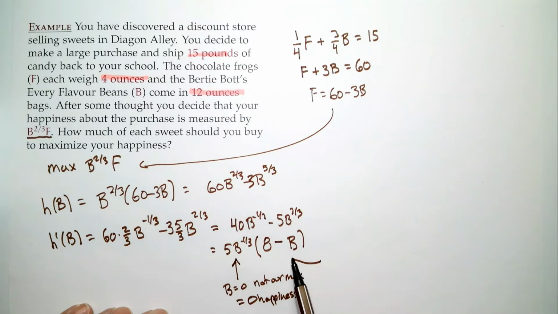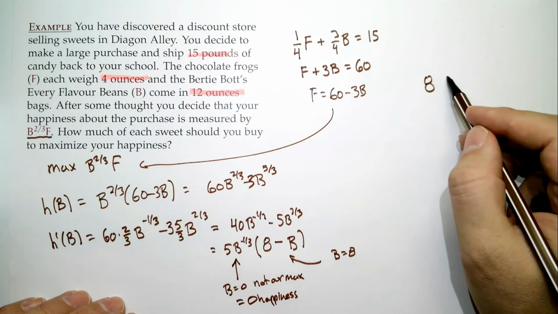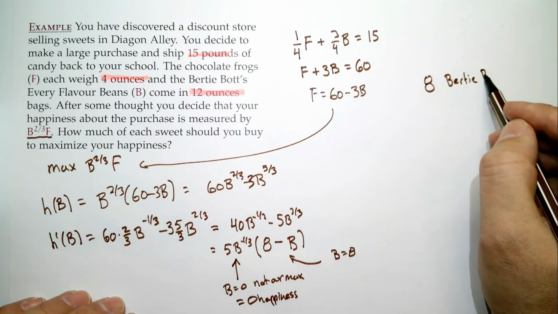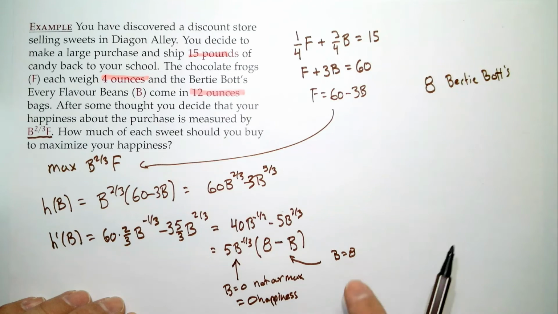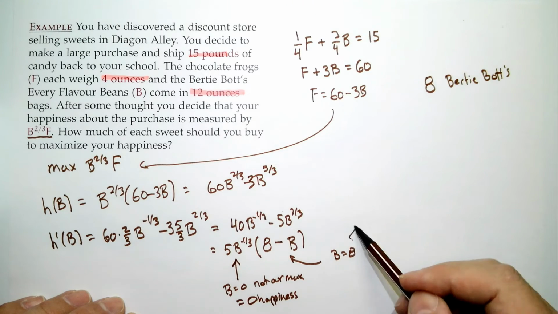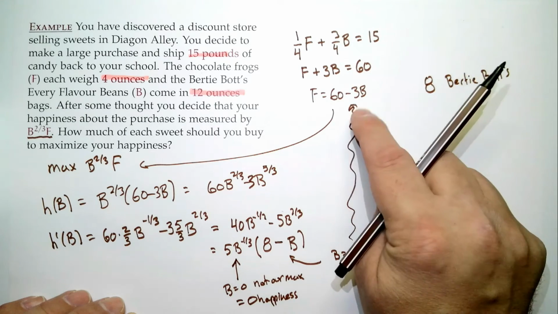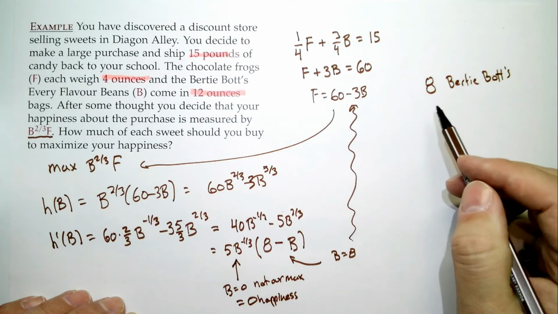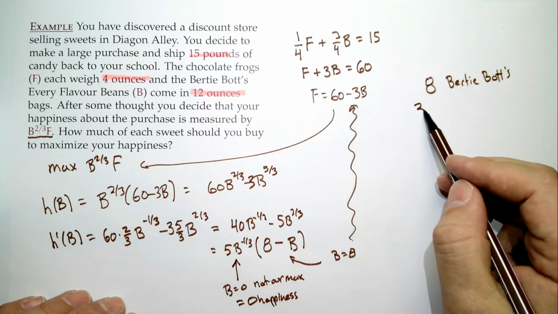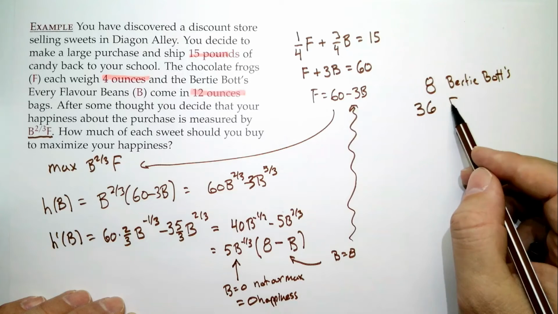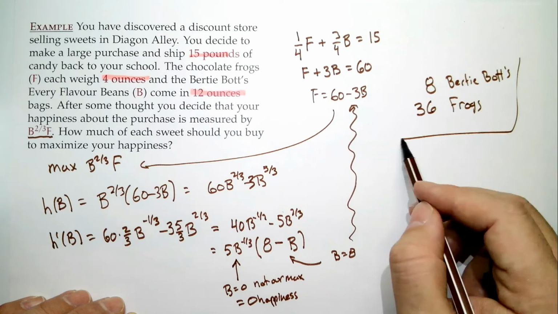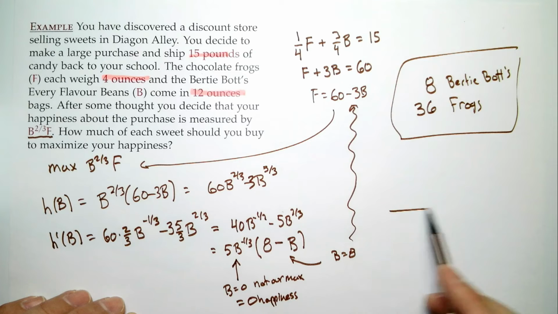Okay, the other critical point is b equals 8, which means there's only one critical point. It's got to be our max. So definitely our answer is going to be 8 of the birdie bots. And how many frogs are we going to have? Well, we can substitute b equals 8 into this expression. 60 minus 24 gives us 36 of our frogs.